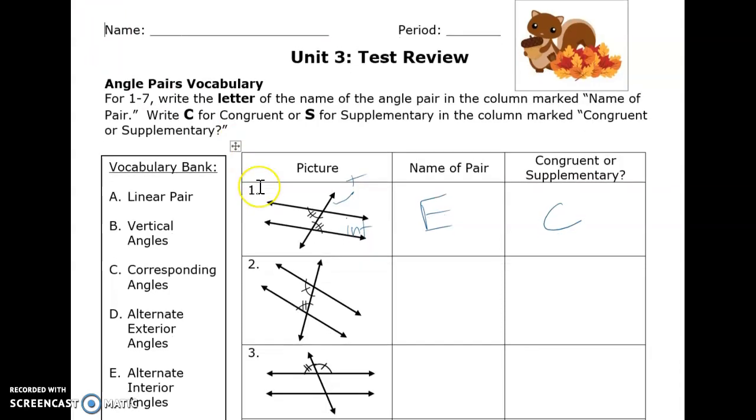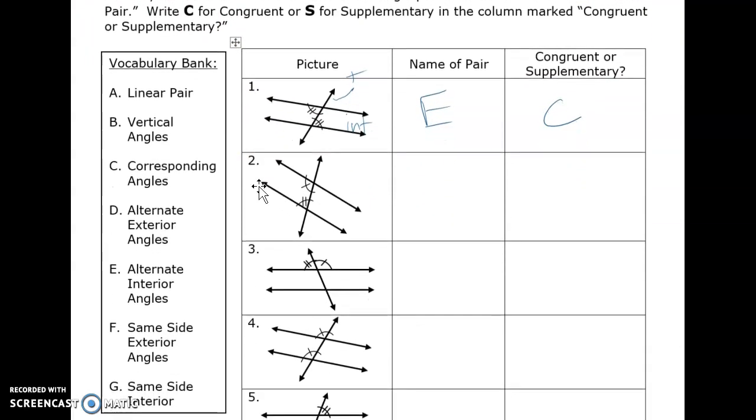Okay, keep on going. For the one below that, now another one that's interior, but the difference on this one is that the angles are on the same side. So we have same side interior. And these are supplementary. I know it says congruent or supplementary. I'm just going to write CONG for congruent and SUPP for supplementary.